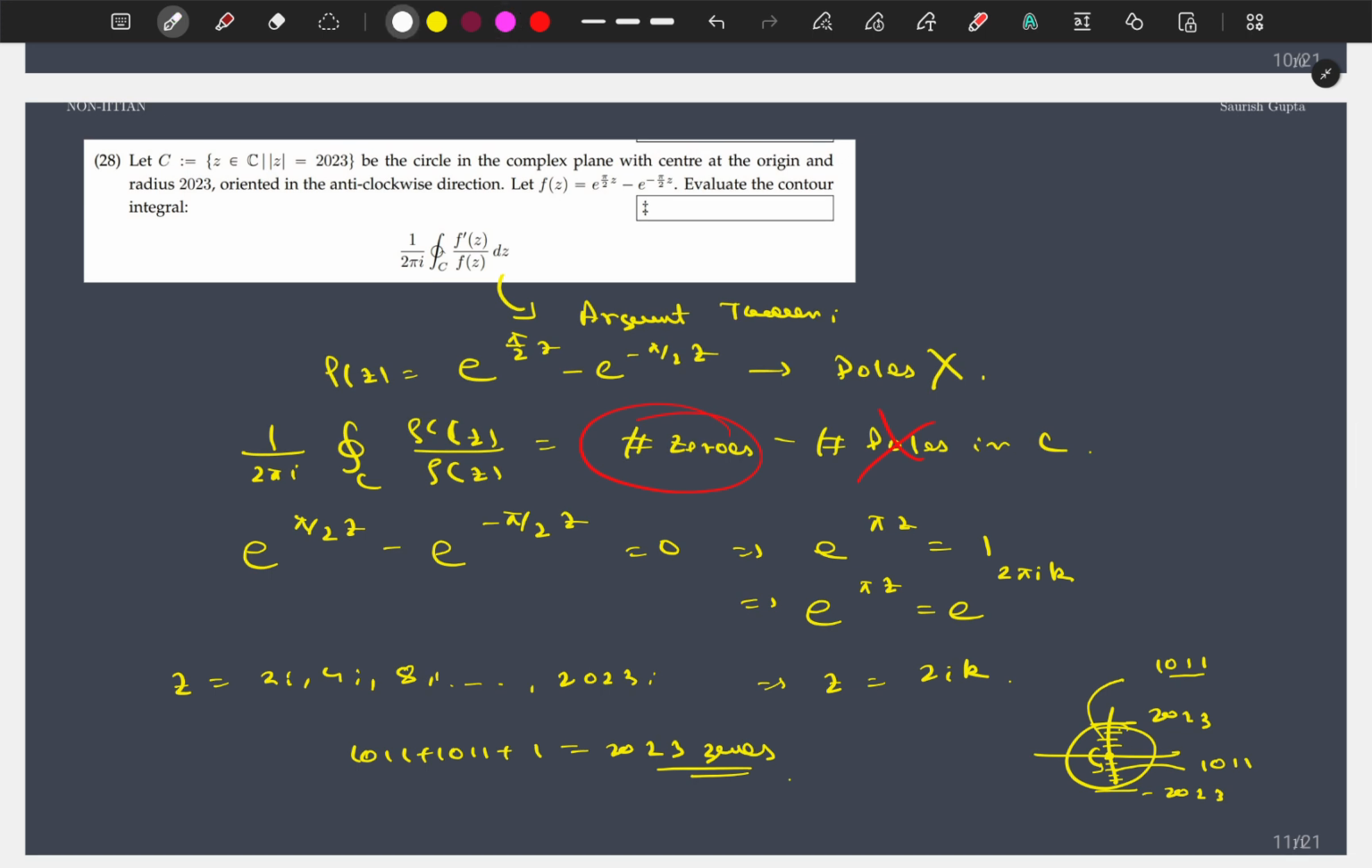One problem which I probably have missed, but it's actually a pretty easy problem. But I just thought of including it. So let me write the question once. After I write the question, I'll restart the lecture.